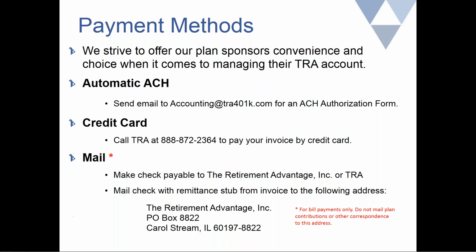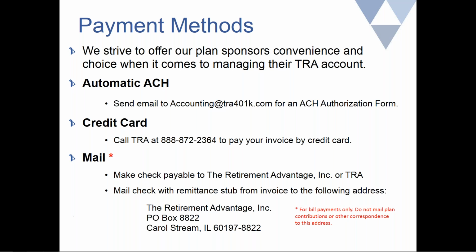Another option that we accept is credit cards. To pay by credit card, you may call TRA's toll-free number at 888-872-2364, and you'll be directed to a member of the accounting team who can take your information over the phone.